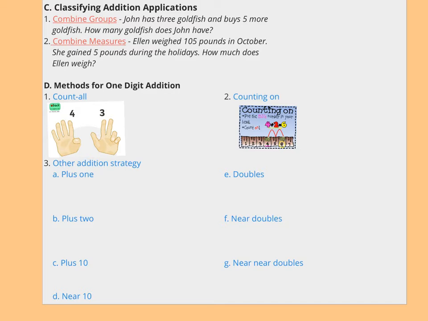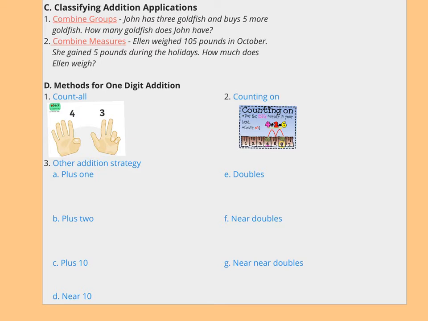So in the example, John has 3 goldfish. We're just combining the number of goldfish, 3 plus 5. So a group of 3 and a group of 5. When we talk about combining measures, we're looking at a measurement. So in the second example, we have Ellen weighed 105 pounds and she gained 5 pounds. So we're looking at a measurement of pounds.